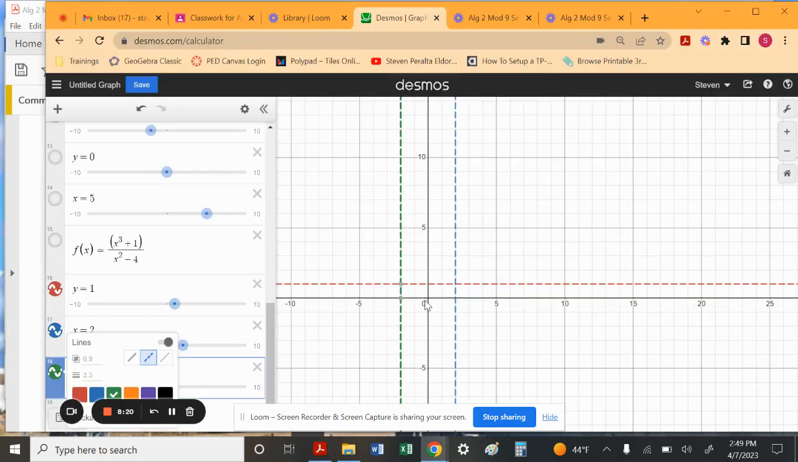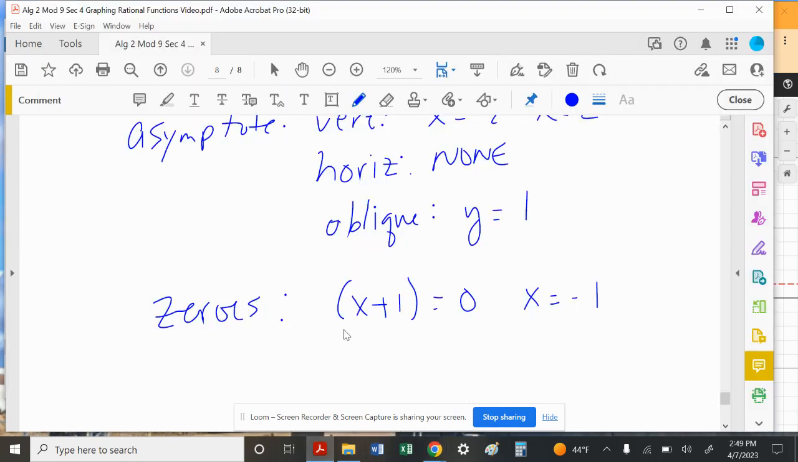So it should cross right here at x equals negative 1. Now, we don't know if that's negative 1, negative 1. That's what we're going to find out now. We're going to plug it in.